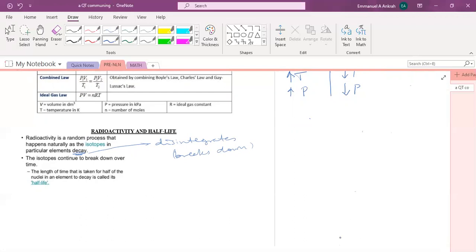Now the length of time taken for half of the nuclei in an element to decay is what we call its half-life. There are some nuclei of elements that are very unstable. Take uranium, for example. It's very unstable, so it gives off some particles, which are called radiations. We're going to talk about some of the radiations after this introduction. It breaks down to smaller elements, and that breakdown is what we call radioactivity, or the decay. The time taken for half of the nuclei to break down is the half-life. Every element has its own half-life.